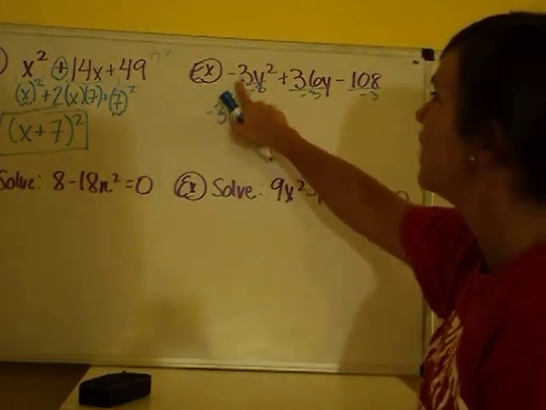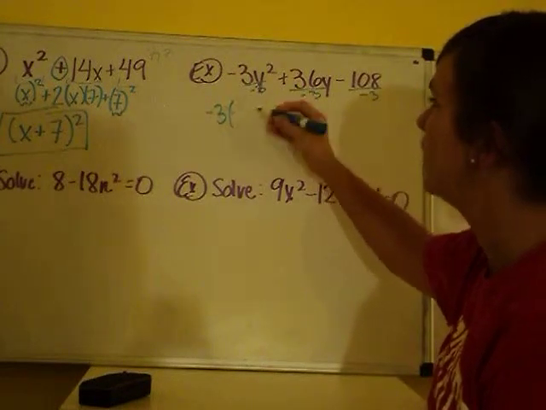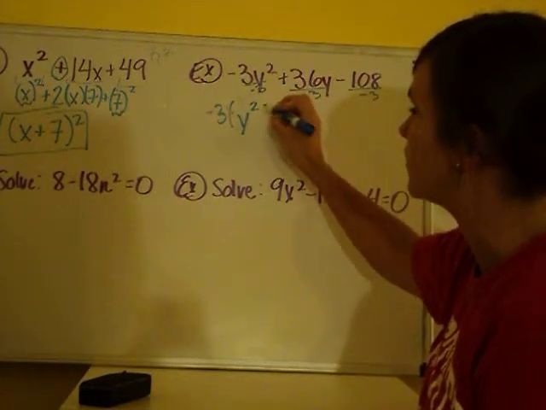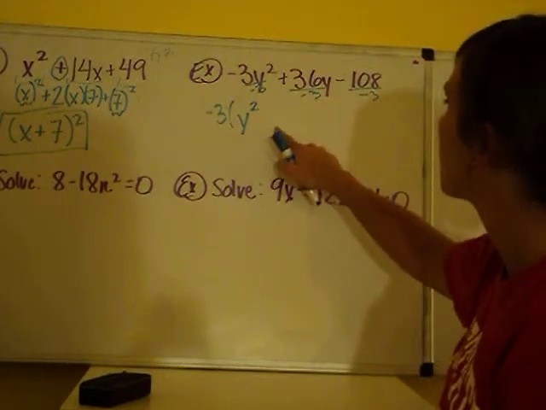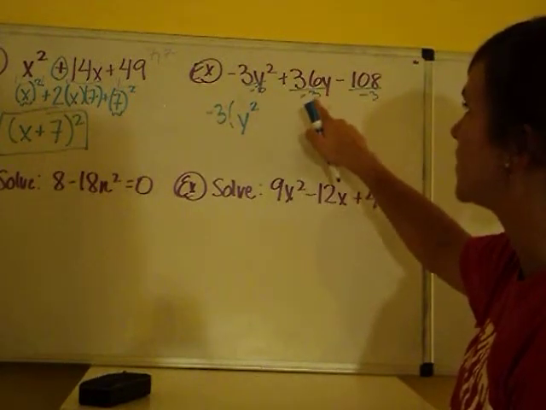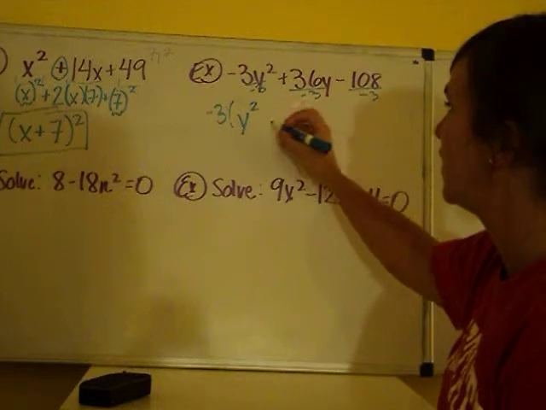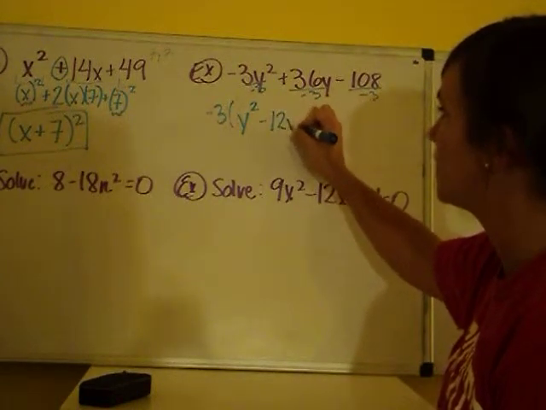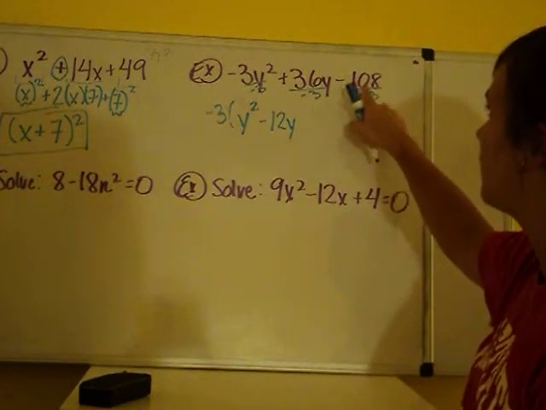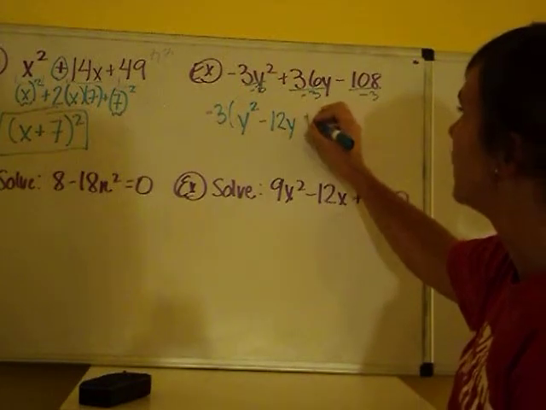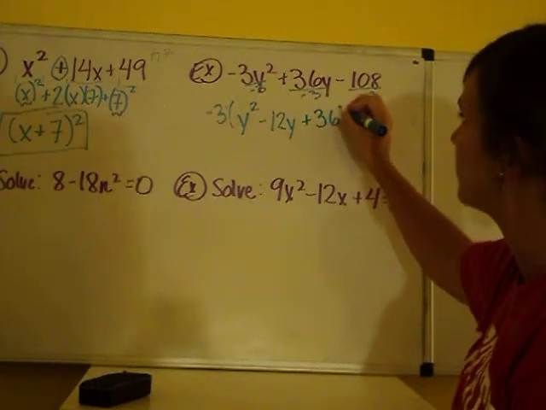Okay? So negative 3y squared divided by negative 3 gives me a positive y squared. Then a positive 36y divided by negative 3 gives me a negative 12y. And then a negative 108 divided by negative 3 gives me a positive 36.